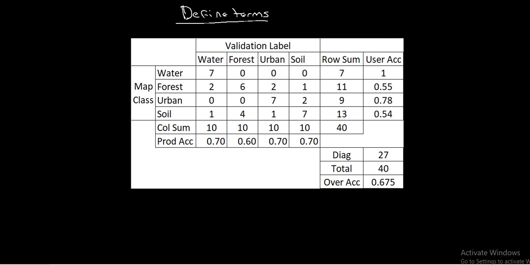Overall accuracy is pretty straightforward. This is just the overall accuracy of the model, how well the model did overall. That's useful for sure, but it might not be as interesting as some of the things that we're looking at for the individual rows and columns.